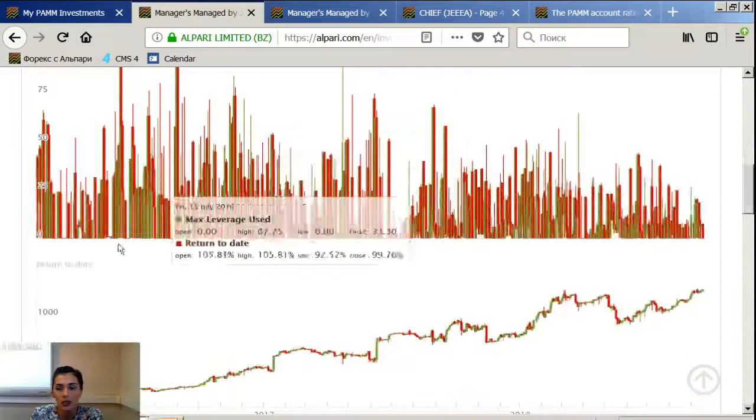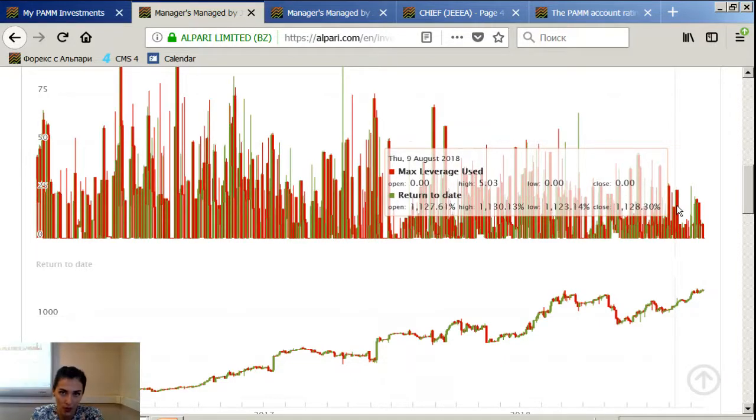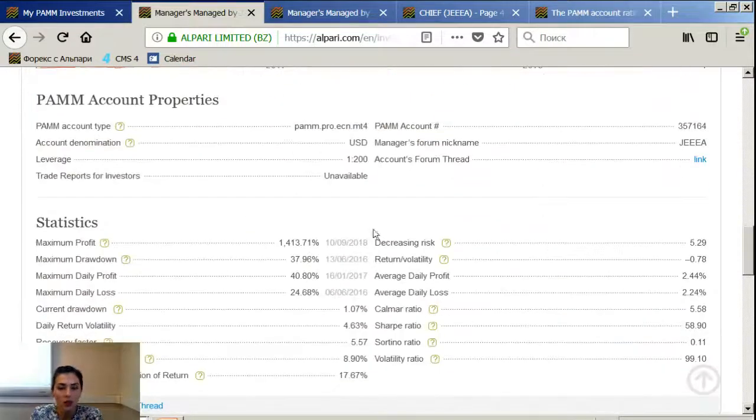We can see here the leverage used graph, and at the same time a return to date graph. Also, what is important in the statistics here are some parameters, some indicators such as the recovery factor. This is one of the key indicators that we use to find a PAMM account for our investment.